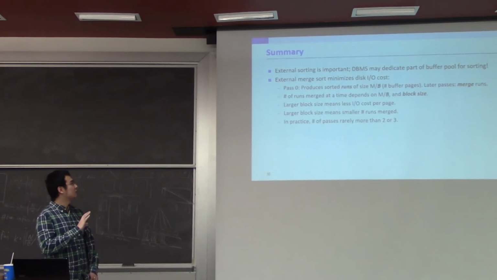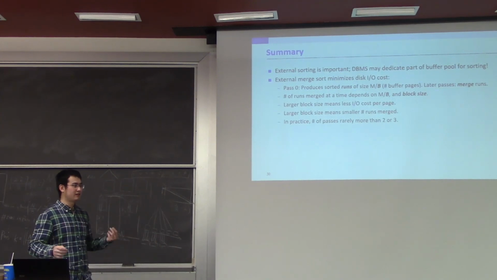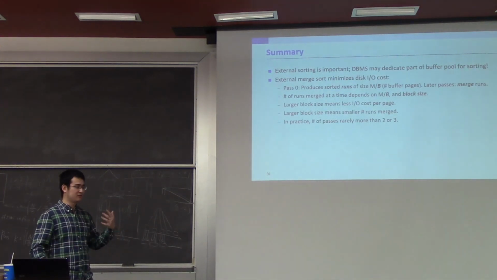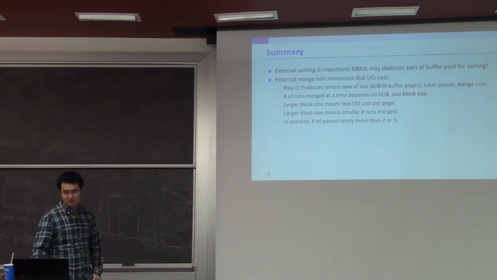Okay, external sorting. The goal of external sorting is to minimize the disk I/O, right? So for pass 0, basically you are going to use tournament sorting, because it will give you larger runs and fewer runs in the subsequent passes you need to merge. That will let you scan fewer passes of data. That means fewer I/Os. And also, larger block sizes will mean lower I/O count per page.